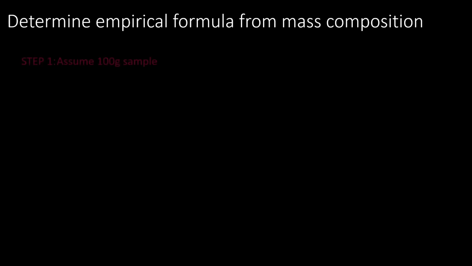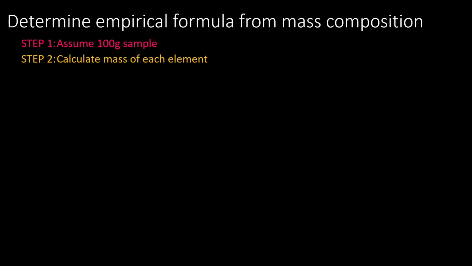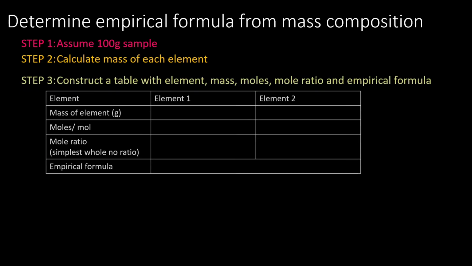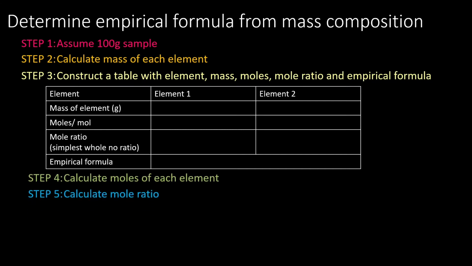So step number 1, you need to assume the sample is 100 grams, and in step number 2, you need to calculate the mass of each element first. Then only you construct the table with rows to fill in element mass, moles, mole ratio, and empirical formula. Then step number 4, you calculate moles of each element, and step number 5, calculate mole ratio. And in step number 6, only you write down the empirical formula.